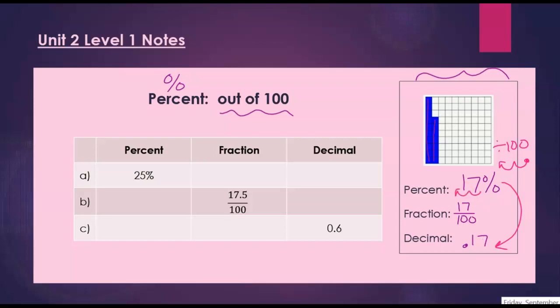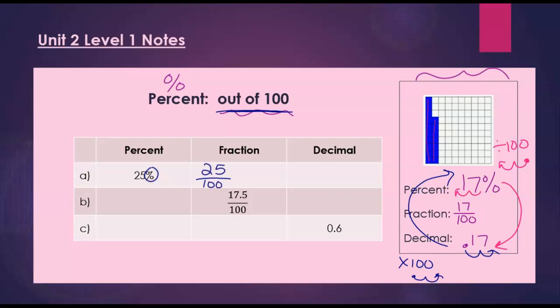Now, on the other hand, if you're given the decimal, to get back to percent, you can multiply by 100, which moves the decimal to the right 2 spots. All right, let's put this into action. 25%. Percent means out of 100. So this is 25 out of 100.